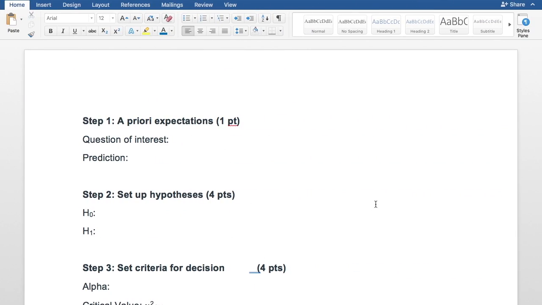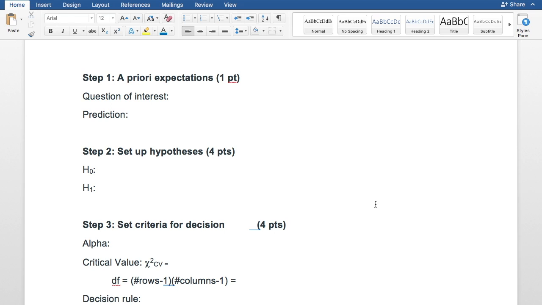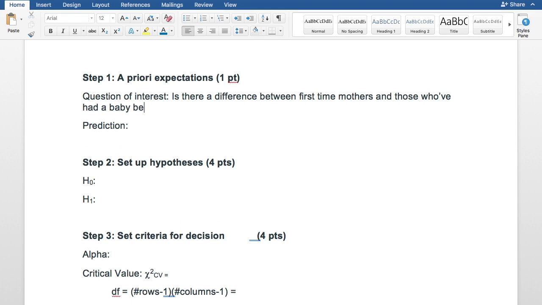So here's my Word document. Step 1, we're going to come up with question of interest and prediction. So in the question of interest, again, like usual, it doesn't really matter whether we word this in some specific format or just in the way that makes sense in our heads. So what I'm going to say for my question of interest is, is there a difference between first-time mothers and those who've had a baby before in their levels of postpartum depression?